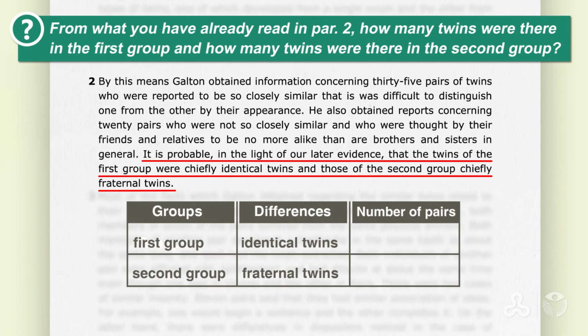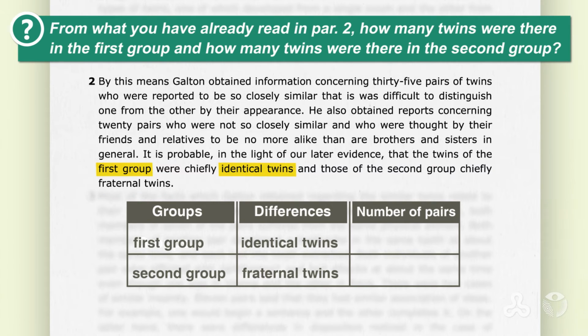So let's look at the table together. We know that the first group were the identical twins. בקבוצה הראשונה היו התאומים הזהים. And in the second group, we have the fraternal twins. Fraternal twins means תאומים לא זהים. Okay? Remember that. תאומים לא זהים, תאומים שנראים כמו אח ואחות רגילים.